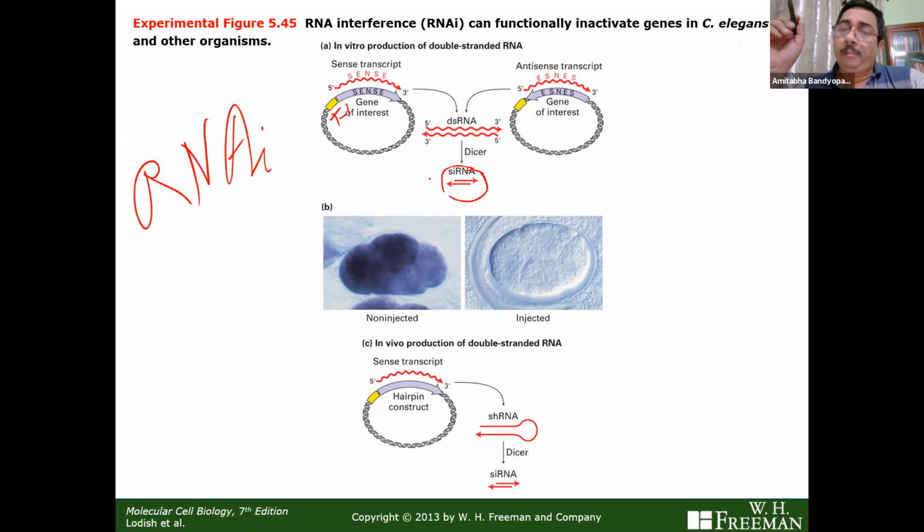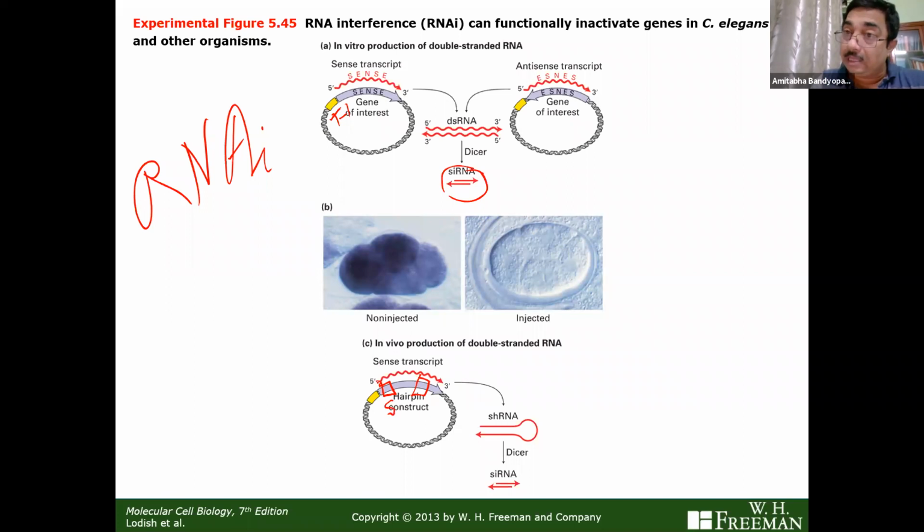So that's one way. The other way is that in a DNA construct, you have two regions of sequence that are identical to your RNA of interest.